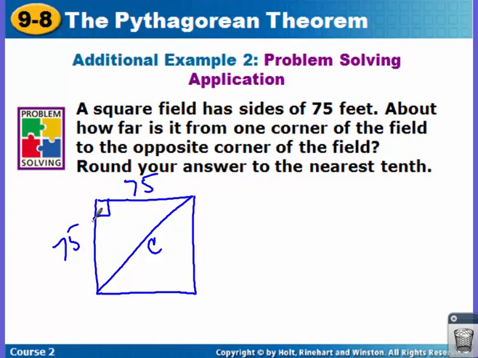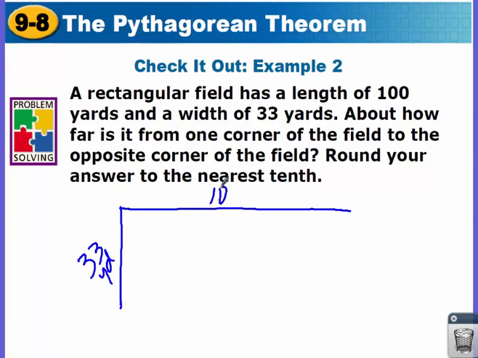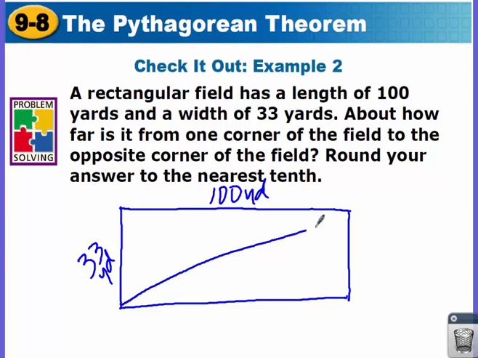So you would work this problem exactly like we did example number 1 and example number 3. So let's try one more picture. We're not going to take the time to work this one, but let's try one more picture to see if we can understand how to draw them. In this one it says a rectangular field has a length of 100 yards and a width of 33 yards. So we need to draw that. Typically length is going to be right to left, and width is going to be up and down. So we've got our width is 33 yards, our length is 100 yards, and in this particular problem it says about how far is it from one corner of the field to the opposite corner. So again, we're looking for the diagonal. Maybe you can draw a better one than I did there.